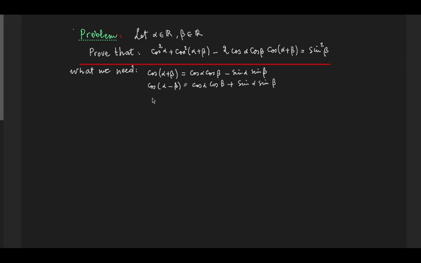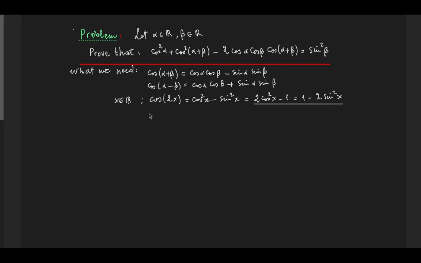There's also cos 2x, where x is a real number. So cos 2x is equal to cos squared x minus sine squared x, or also equal to 2 cos squared x minus 1. It's also equal to 1 minus 2 sine squared x. We will use just these two last ones.